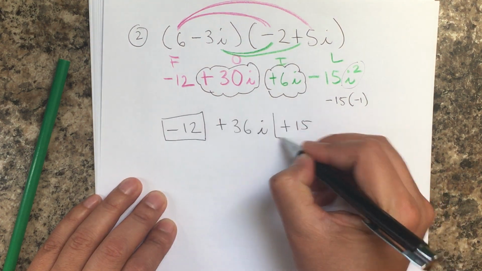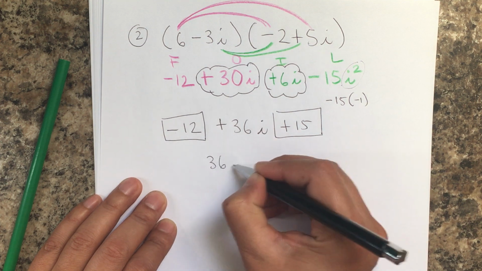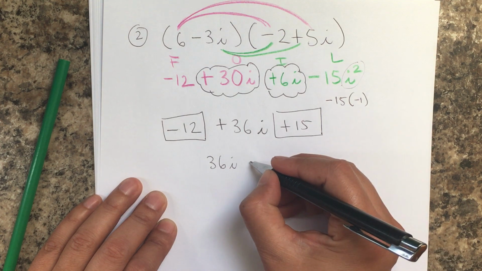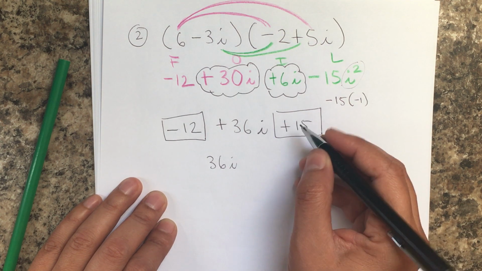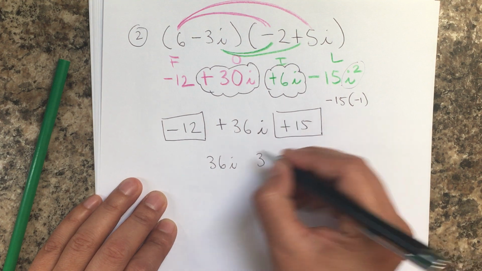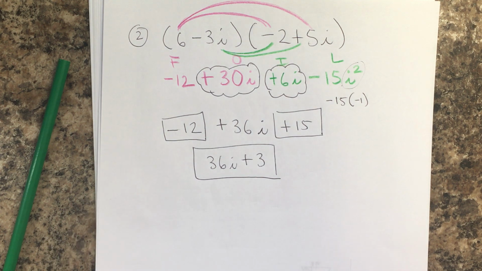Now we combine these like terms. We bring down the 36i. Different signs, we subtract and leave the sign of the greater one. So 15 minus 12 is 3, and the greater sign is plus. So it's going to be 36i plus 3.